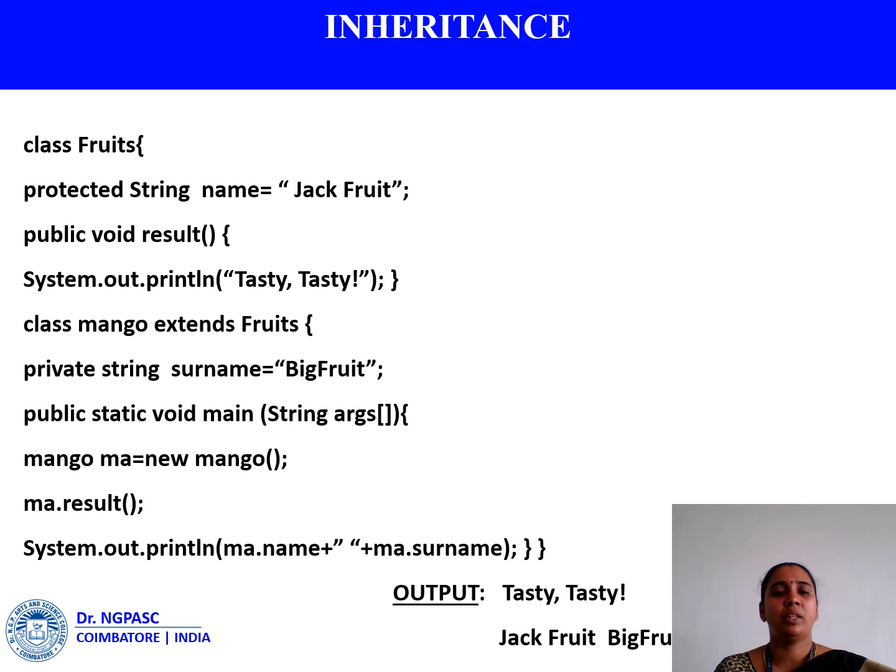Now come to the main method. In the main method I'm creating an object for the subclass Mango. Here ma is the object of the subclass. By using this subclass object I'm going to call the base class method result. Whenever we call the result method, the statement belonging to the result method, tasty tasty, will be printed. After that, by using this subclass object, I'm printing the base class variable as well as the subclass variable, that is jackfruit, big fruit, which will be printed.